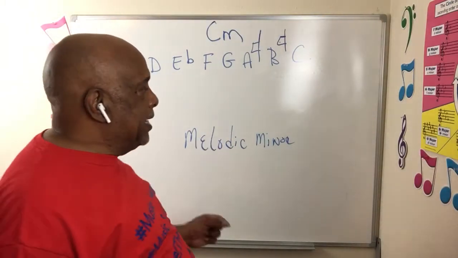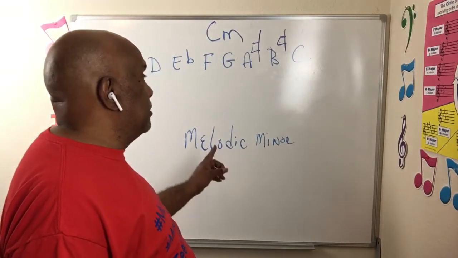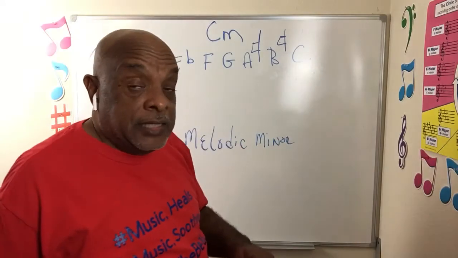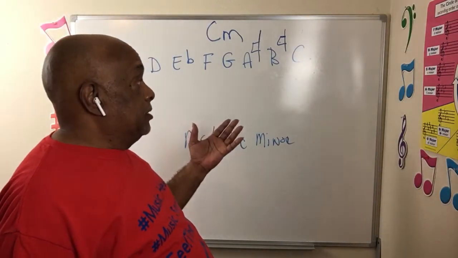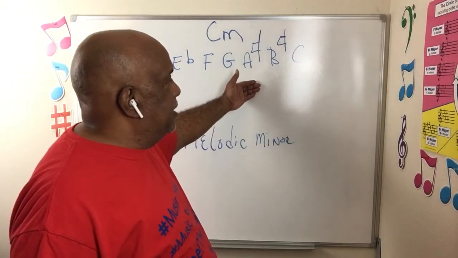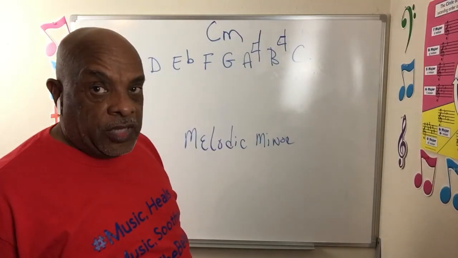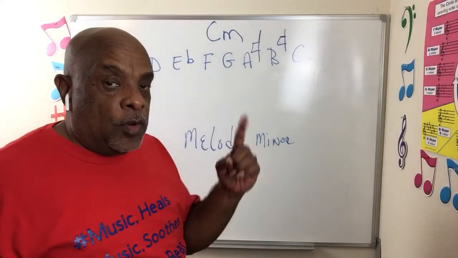In the melodic minor, this is going to be C melodic minor, C minor. The sixth and the seventh degree of the C minor scale is going to be raised a half step. So it goes from A flat to A natural, B flat to B natural. Okay, and that's ascending or going up.